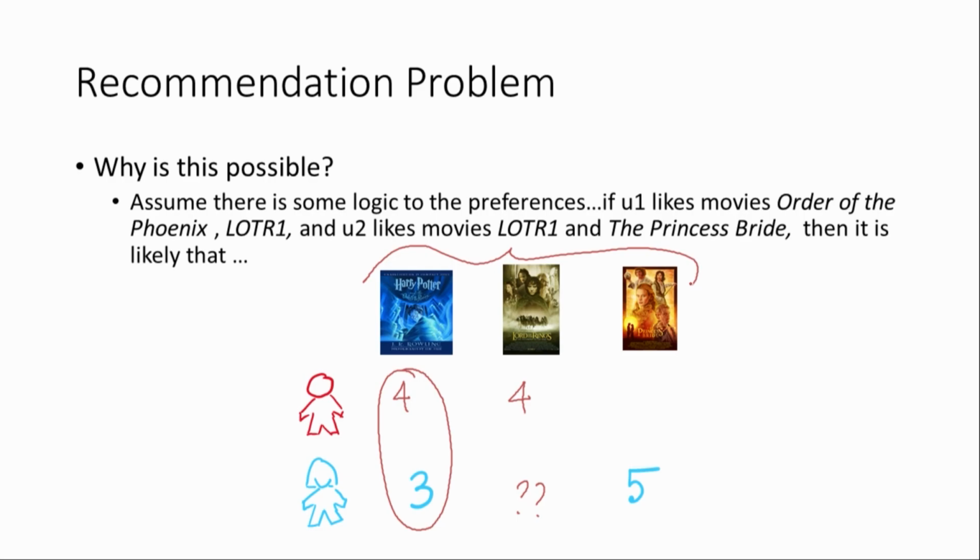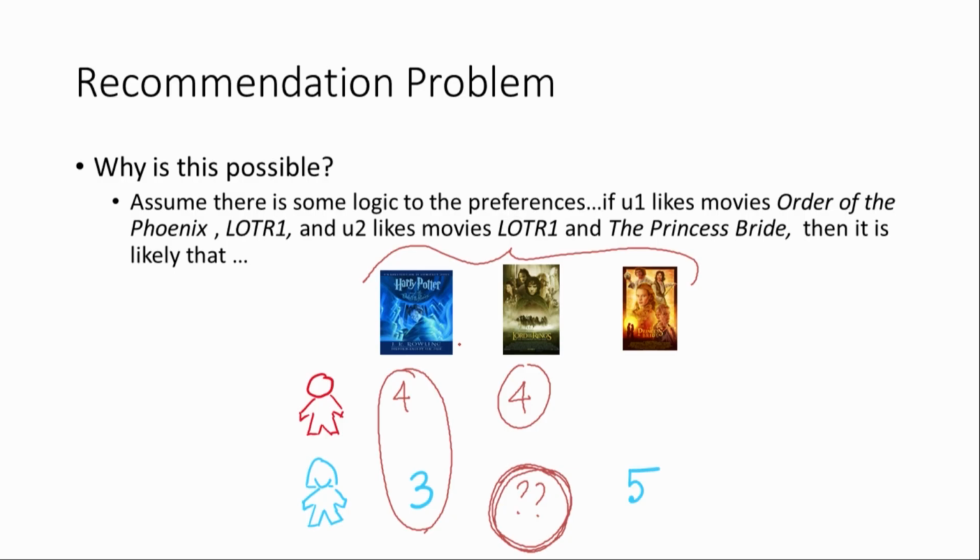Suppose I'm able to see that a bunch of users in the same category have similar preferences for these kinds of movies. Then maybe I could try to extrapolate what this should be, based on what other users have done for this category of things.